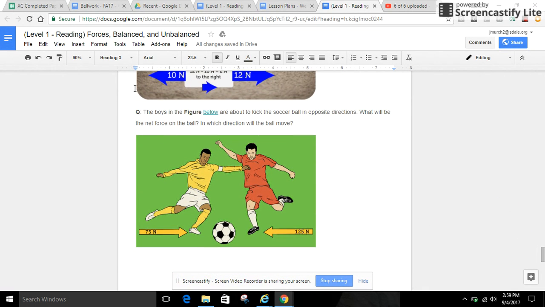Question. The boys in the figure below are about to kick the soccer ball in opposite directions. What will be the net force on the ball? In which direction will the ball move?